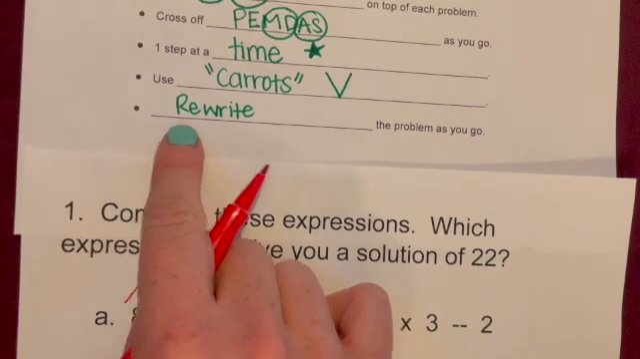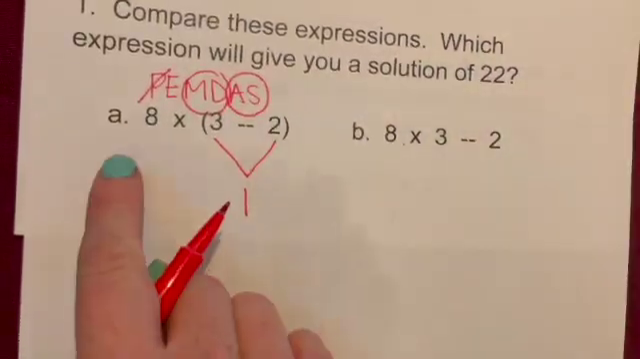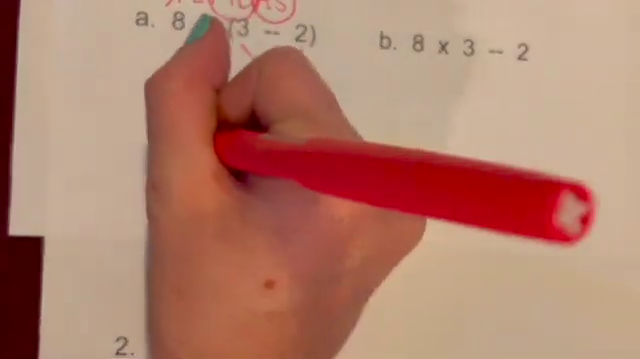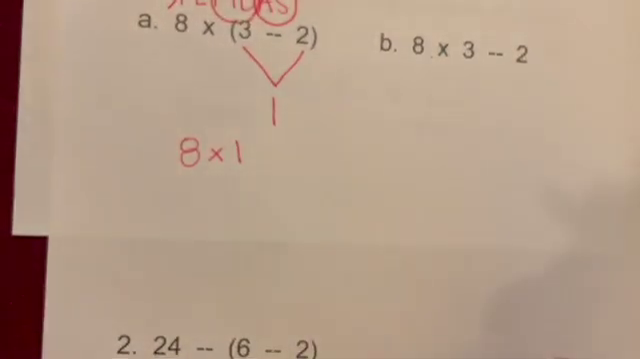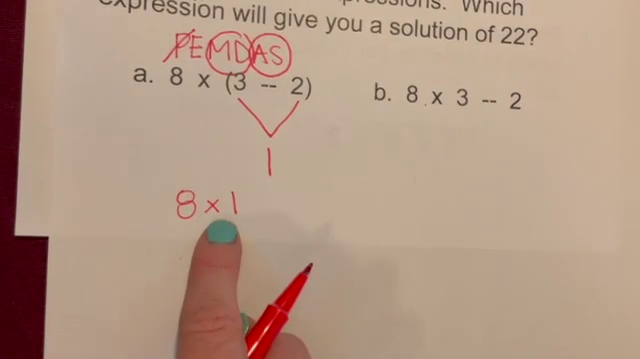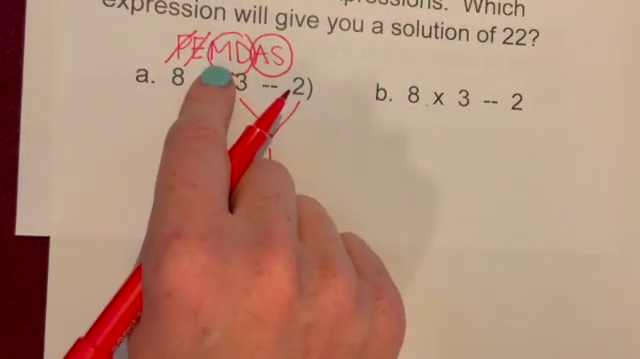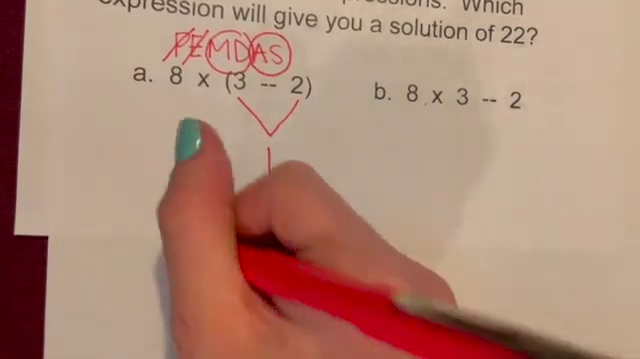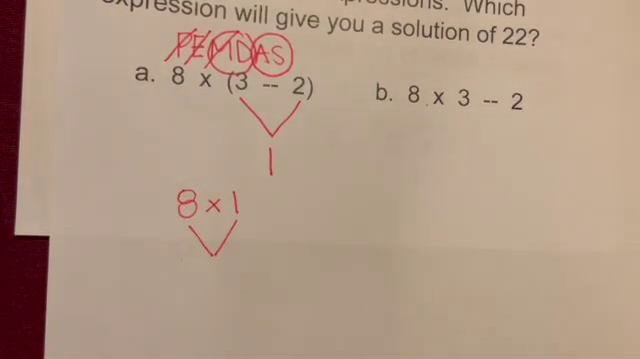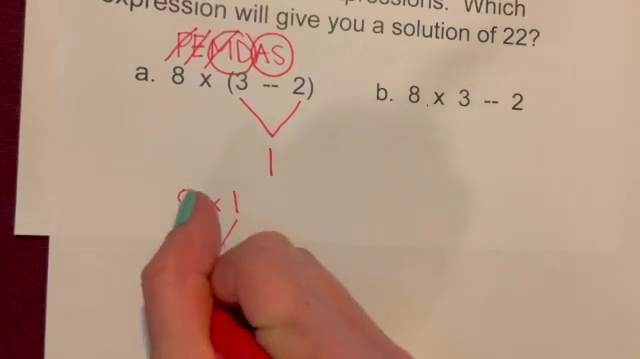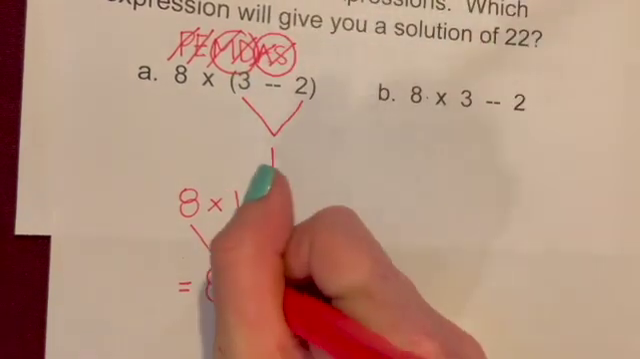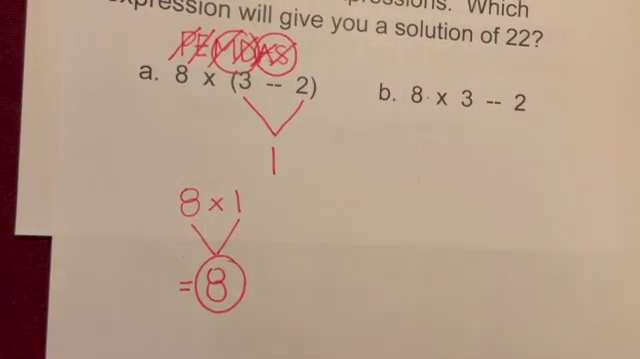My next step says rewrite the problem as you go. So I have 8 times 1. So now I need to rewrite that. I have 8 times 1. My order of operations says E is next. Exponents, I don't see any exponents, so I can cross that off. Next is multiplication. I see multiplication, so I can go ahead, cross that step off, and I can make my caret and do 8 times 1. 8 times 1 equals 8. I'm actually done, so there's no more steps that I need to do, so I could just cross them off. I'm all done. So I always circle my answer.